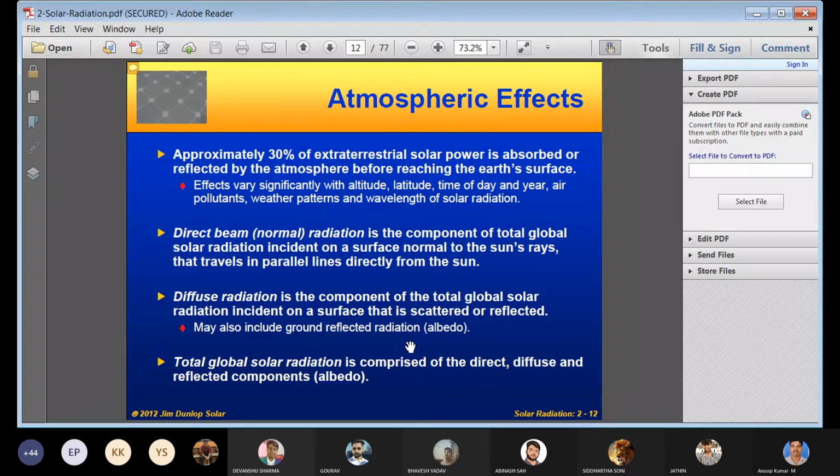Then the atmospheric effect. I told you 1300 watt per meter square is received extraterrestrially, but at the Earth's surface we can expect a maximum of 1000. Why is it so? Due to the atmospheric effect, right? Approximately 30% of extraterrestrial solar power is absorbed or reflected by the atmosphere. So 30% of the 1366 is how much?